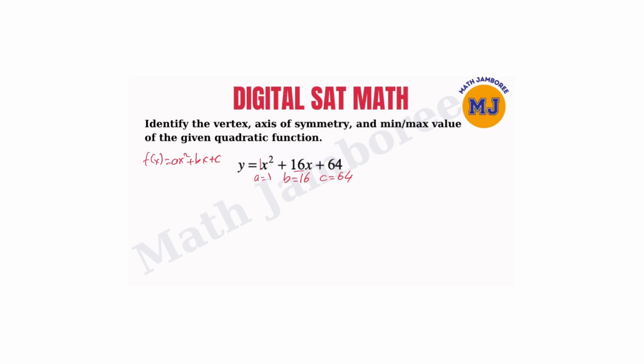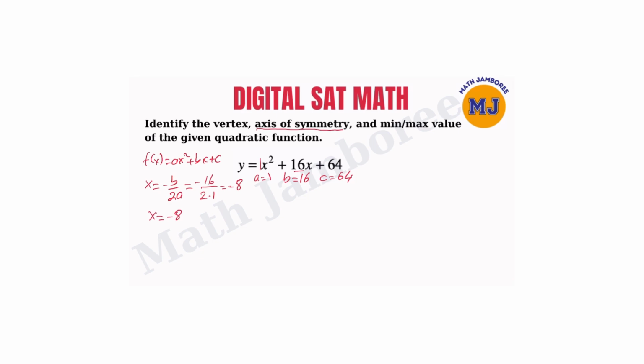So to find the vertex, there are different methods, but I'm going to show you the easiest one. It involves using a simple formula, x equals negative b over 2a. We will go ahead and substitute these values in. Negative 16 over 2 times 1. Negative 16 over 2 is negative 8. So negative 8 is the axis of symmetry, which is x equals negative 8.